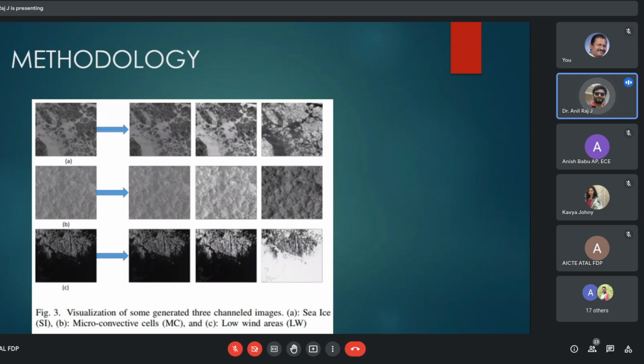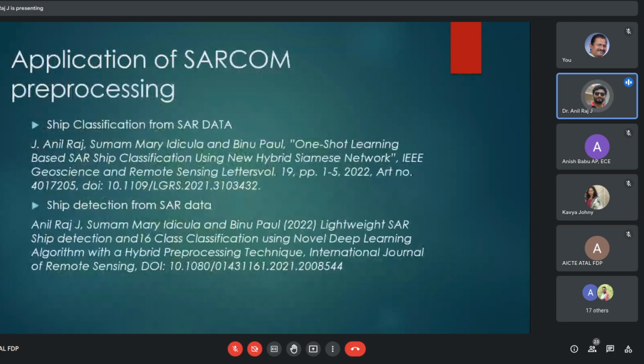So this is a visualization of some of the SAR images, SAR vignettes. SAR vignettes means this dataset is provided for weather prediction type of applications. I'm not showing those results here. Instead, you can explore the papers.